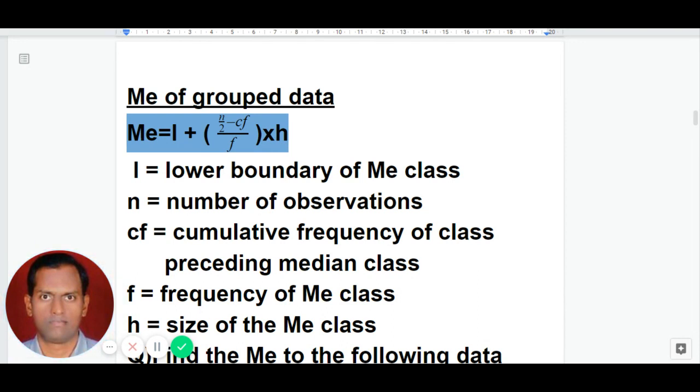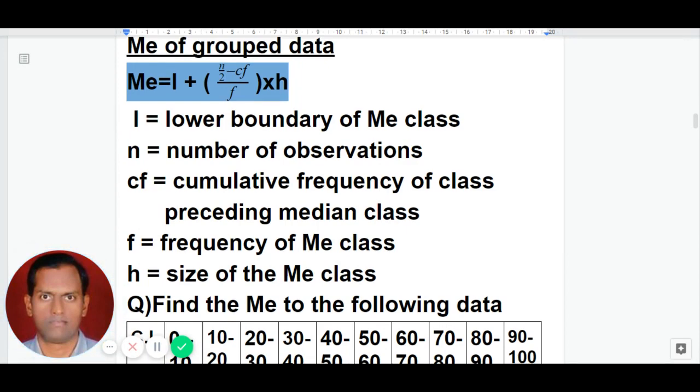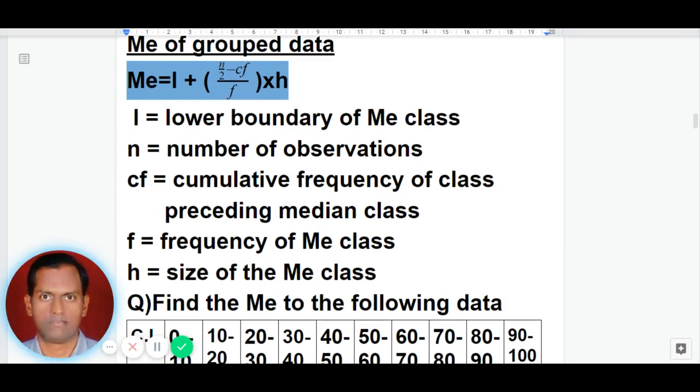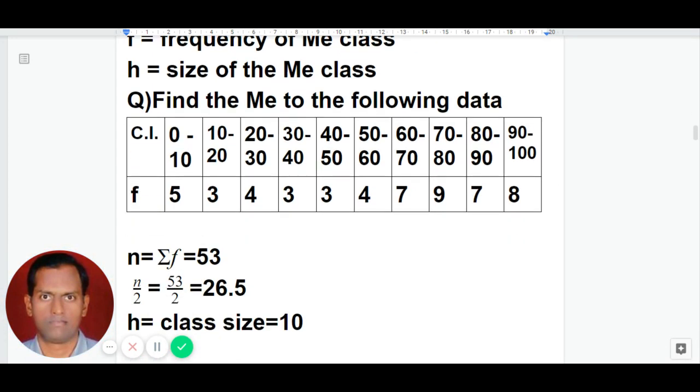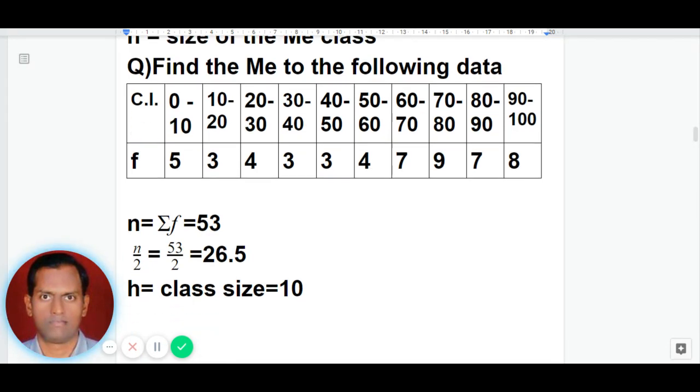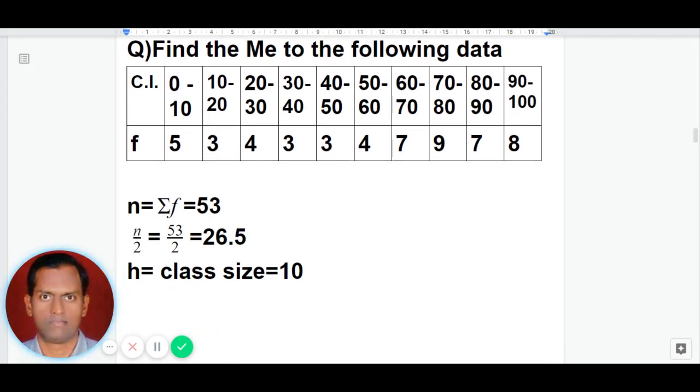CF is cumulative frequency of the class preceding the median class. F is frequency of the median class. H is size of the median class. Now question. Find the median of the following data. In this question, N means sigma f. Sigma f means the total frequency. The total frequency, adding 5, 3, 4 and so on, we get 53.